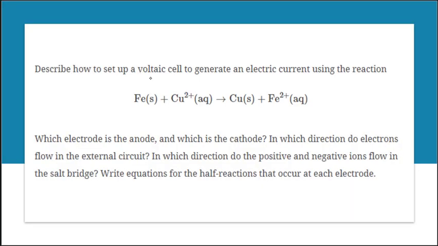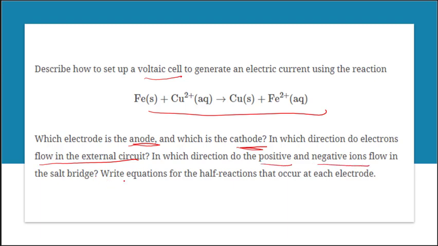Let's describe how to set up a voltaic cell to generate an electric current using this reaction. Which electrode is the anode, which is the cathode, in which direction do electrons flow in the external circuit, in which direction do the positive and negative ions flow in the salt bridge, and let's write equations for the half reactions that occur at each electrode. First, let's figure out each half reaction.